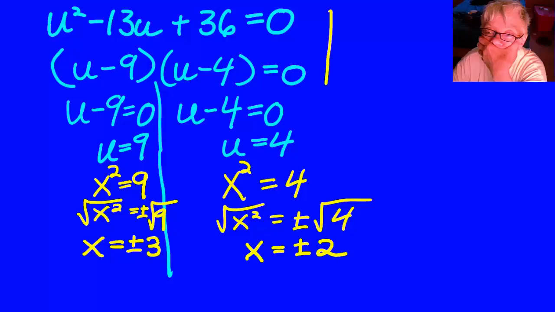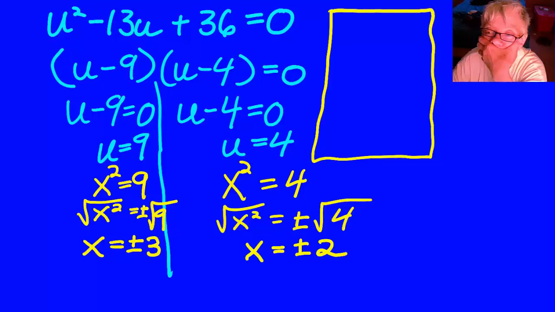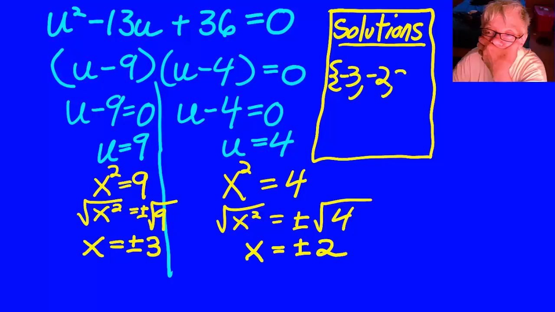So it ends up there are 4 solutions to this quartic equation, which is entirely appropriate. If the highest power is 4, I'll have 4 solutions. These solutions are negative 3, negative 2, 2, and 3.